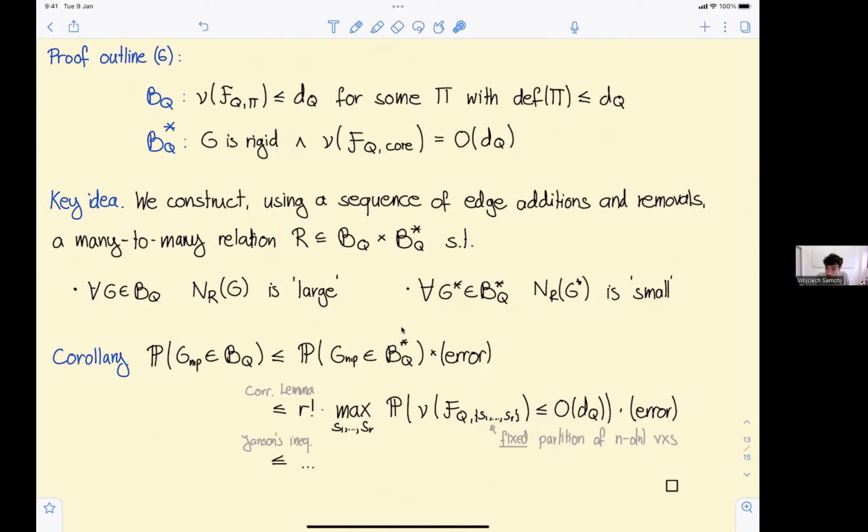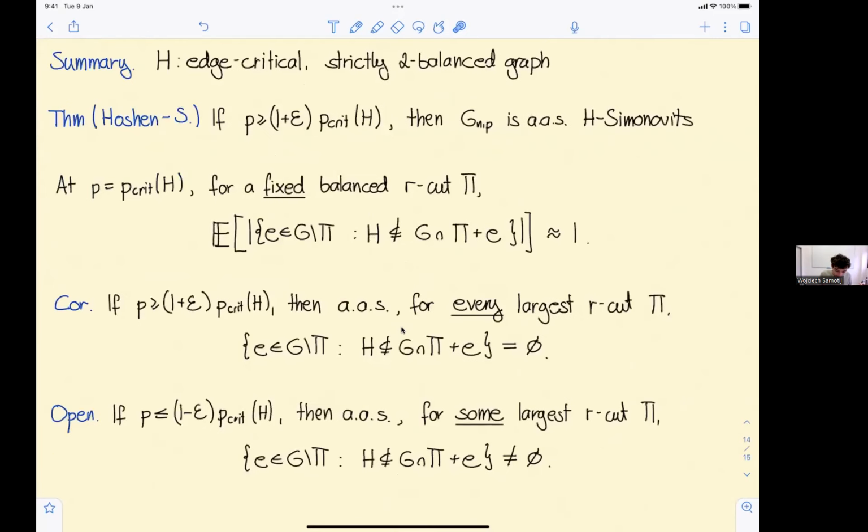And let me finish, or maybe close, with just one summary slide. So we took an edge critical graph H, which is moreover strictly 2-balanced, and what we can prove is that when we're above this critical probability, then G(n,p) is asymptotically almost surely H-Simonovits. Now, what is this critical probability? For a fixed balanced cut, partitioned into R parts, balanced means the sizes of the parts are the same or nearly the same. The expected number of edges that do not cross the partition that we can add without creating a copy of H is approximately 1. So this is the point where we take a largest cut and we can add an edge if this cut was fixed.